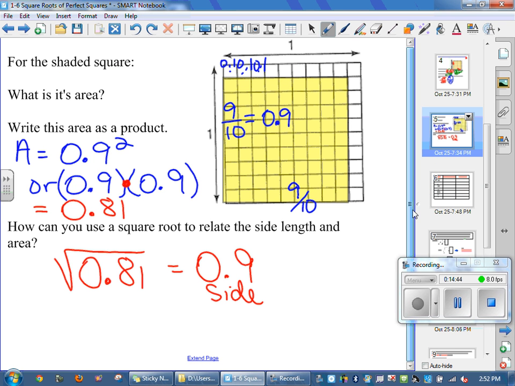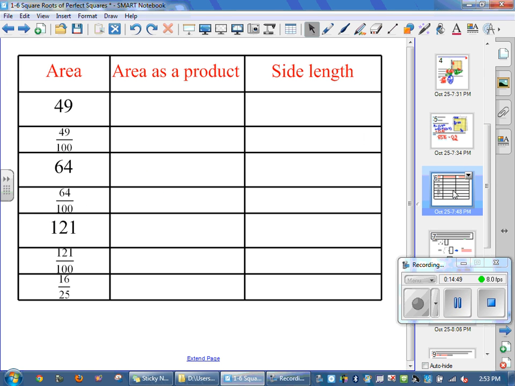Okay, let's move on to the chart. Area as a product. So this wants us to write it as a product, meaning length times width or side squared. So if this is my area, how do you find the side length? Well, I've got to find the side length first. So I know that the side length is going to be the root of the area. So that's going to be root 49, which is how big? 7. Excellent. So if I want to write it as a product, how do I write that then? 7 squared. Good. 7 squared, or 7 times 7. Okay?